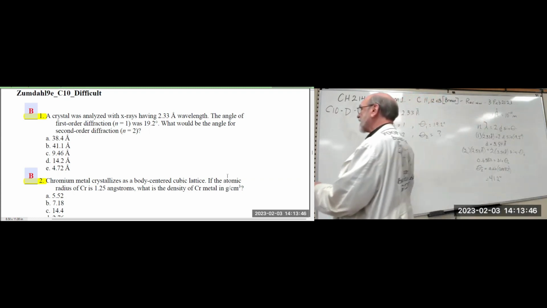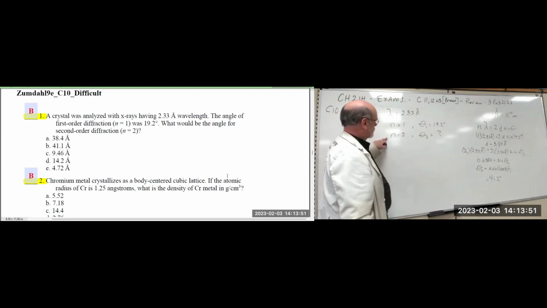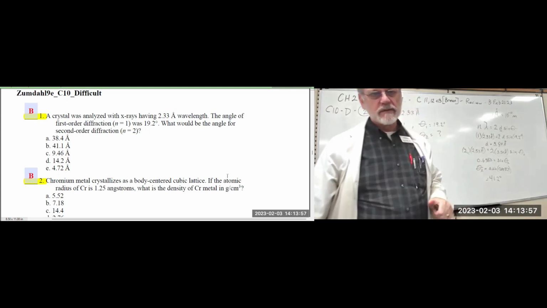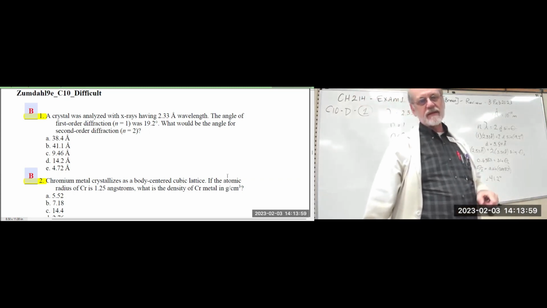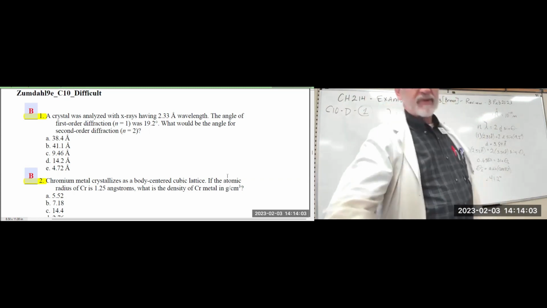Okay, so the second order maximum occurs at 41.2 degrees, which is B. B is the closest one. That says 41.1. Pick the best answer.